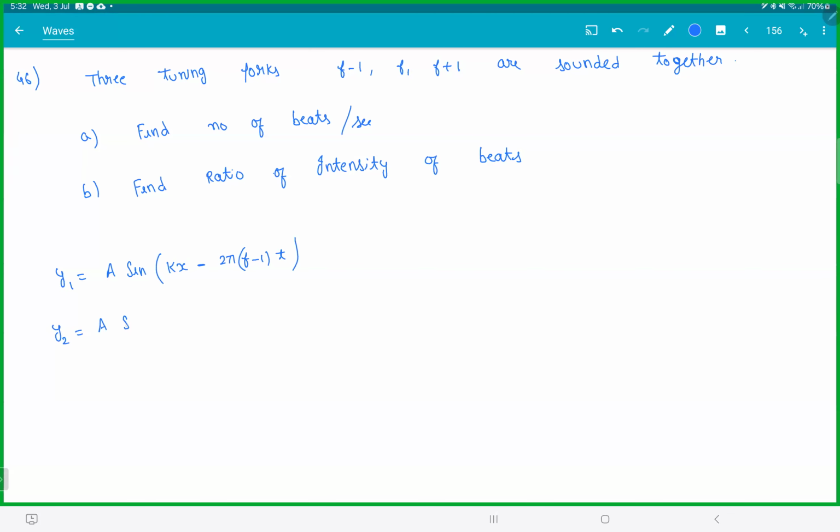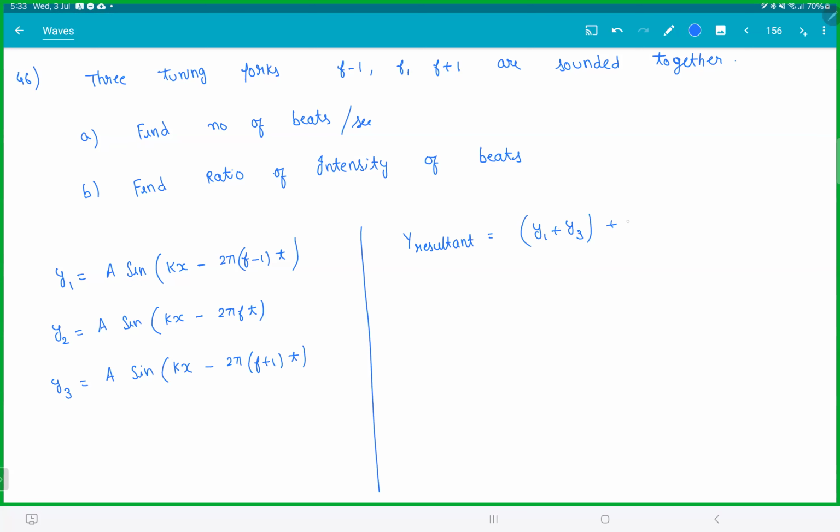So y2 is a sin(kx minus 2πft). And y3 is a sin(kx minus 2π(f plus 1)t). Now, first let's add. So y resultant, let's add y1 plus y3 plus y2.